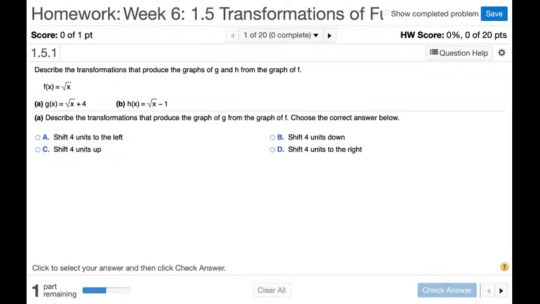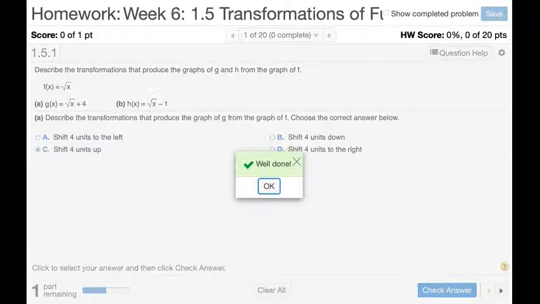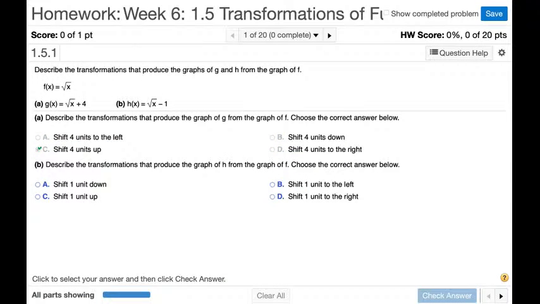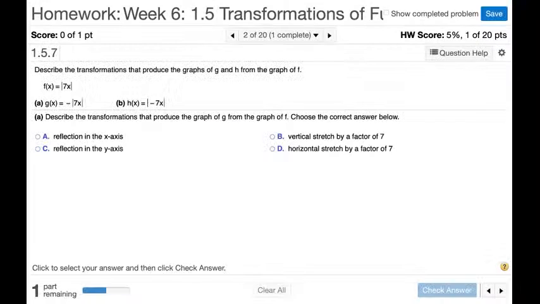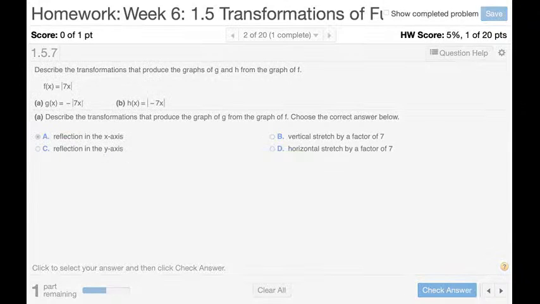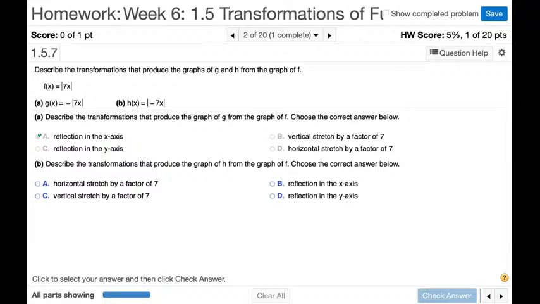Okay, so this one is about transformations. For instance, for part A, if we add 4 on the outside, that's going to move it up by 4 units, so that should be C. The second one is going to move it 1 unit down, so that's A. If we multiply the outside by a negative, it's going to flip it vertically, so reflect over the x-axis. If we multiply the inside by a negative, that's B, right? It's going to reflect it over the y-axis.